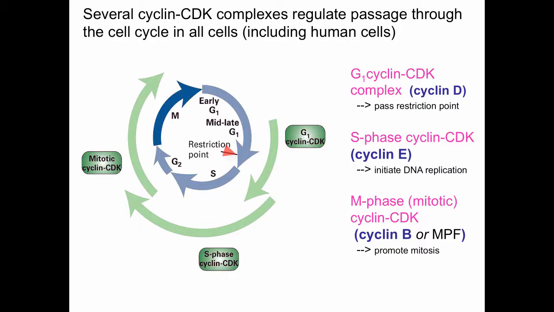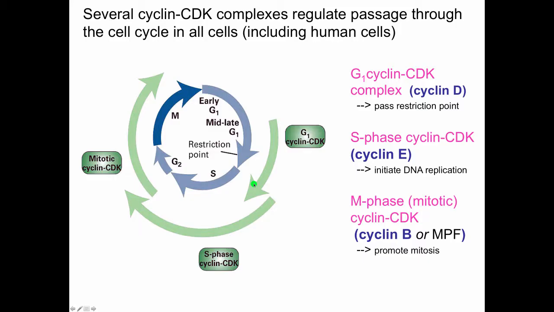It's a little bit artificial, but it helps to sometimes think about things in a linear manner. So we could say the G1 cyclin-dependent kinase complex allows cells to start the cell cycle. Then we have an S-phase cyclin-dependent kinase complex. The main cyclin here would be cyclin E, and that's involved in initiating DNA replication.